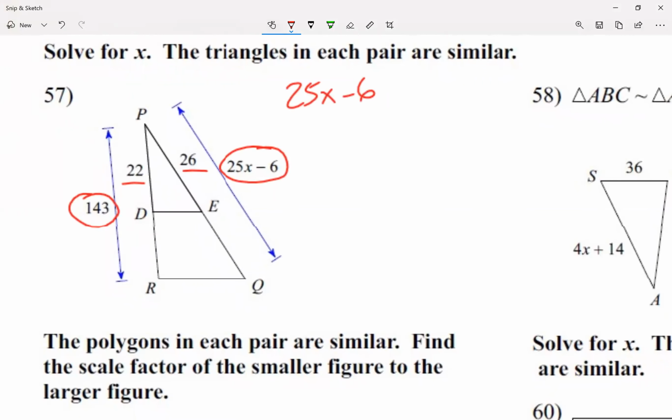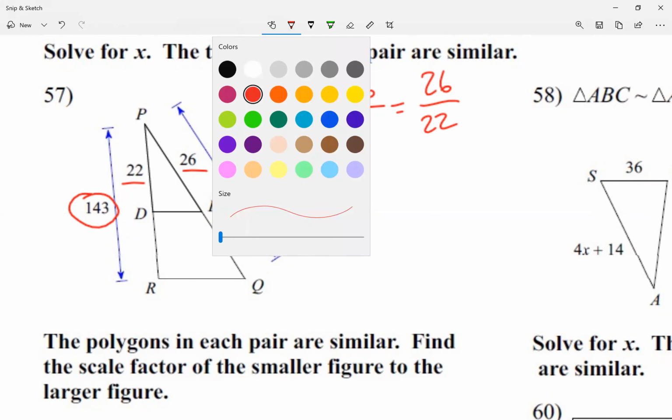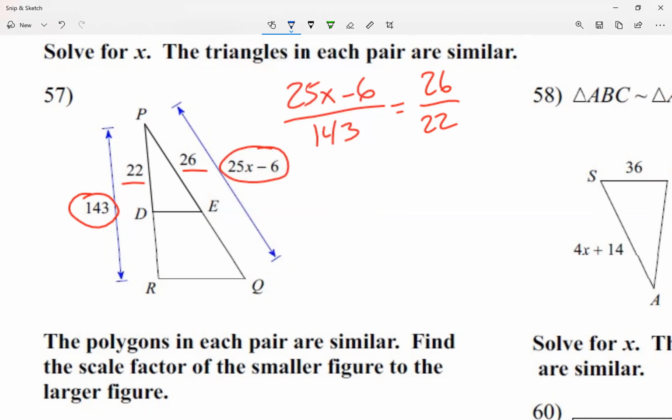25x minus 6 over 143 equals, okay, 25x minus 6 is corresponding with 26. 143 is corresponding with 22. Okay, so again, we can just cross multiply, deal with big numbers, or we can simplify before it. In this case, I'm actually going to simplify a little. 143 and 22. Remember, the way we multiply is the only way we cannot simplify.